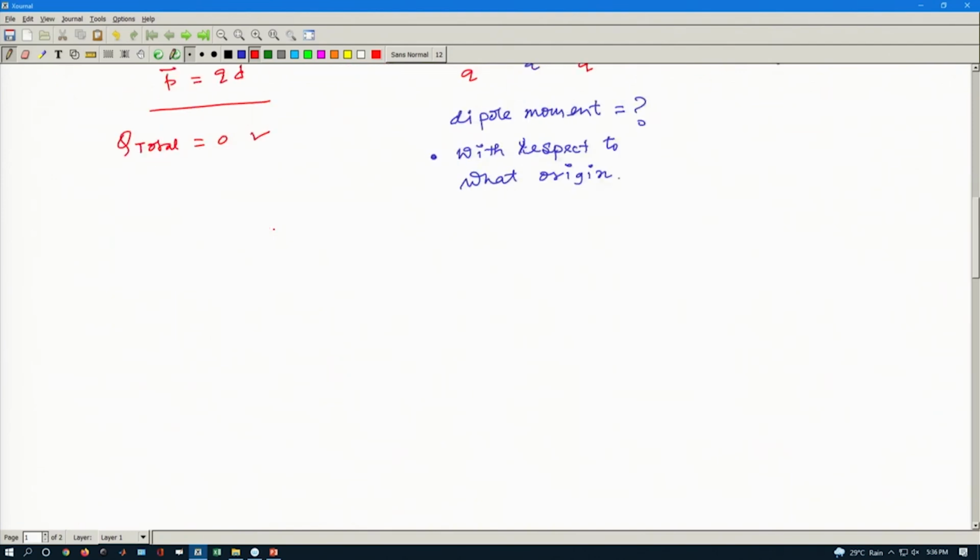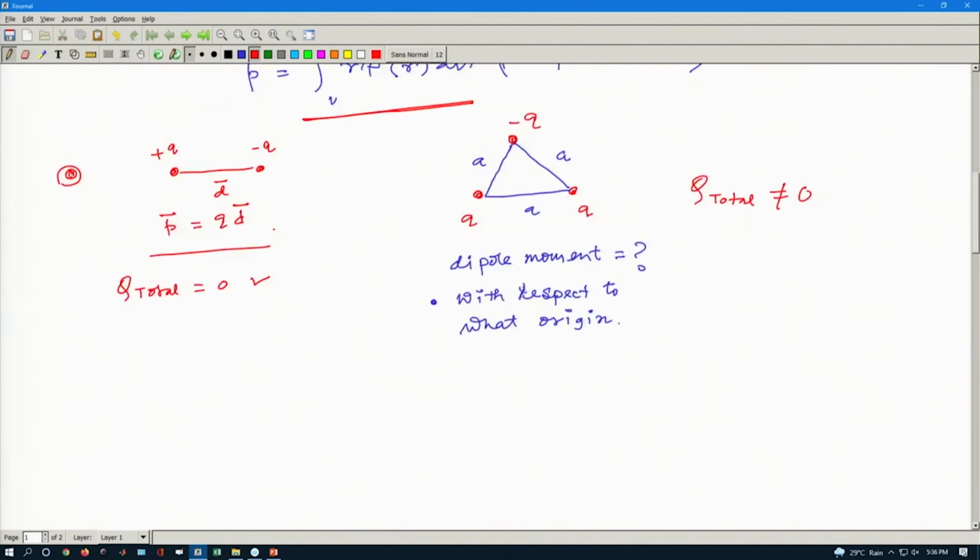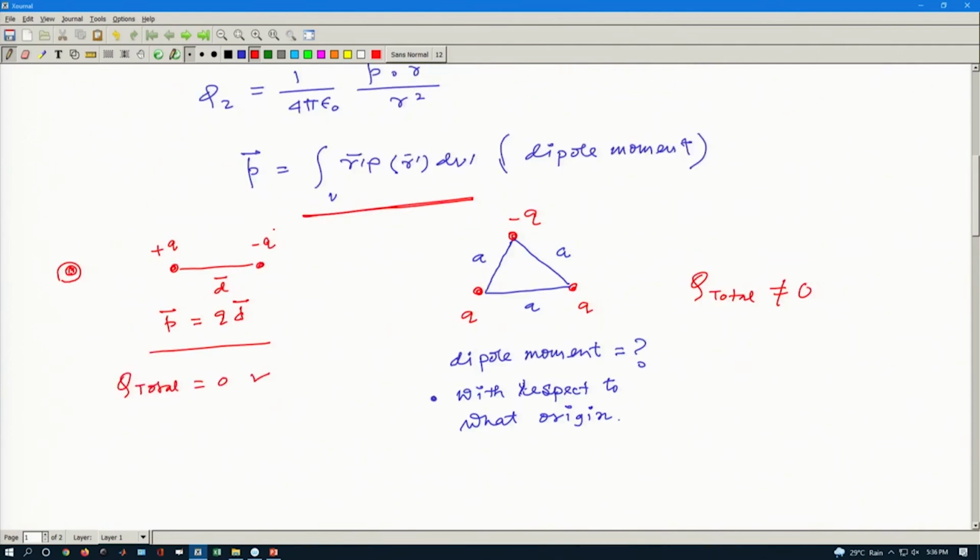So, let us do one problem, after having the idea about the dipole, that it does not contain only the two charges, but is a system of charges. The thing is that you need to calculate this quantity and check what the dipole moment should be.